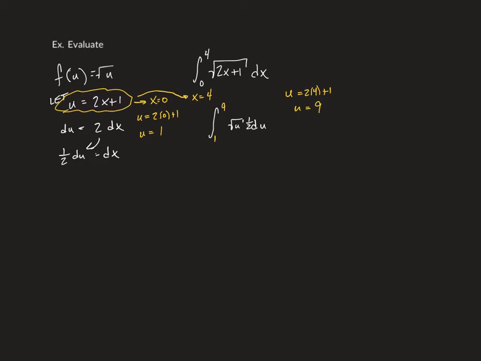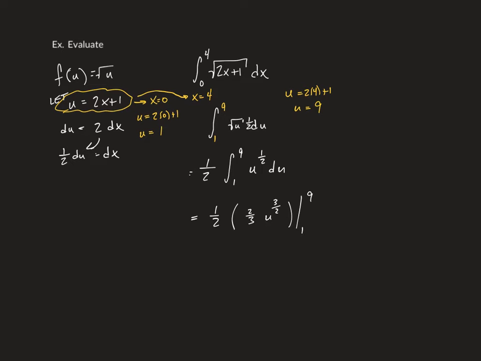And so this is a function that I can handle now exactly the way that I've handled them in the past. I'm going to take that 1/2 and move it outside from 1 to 9 of the square root of u, or u to the 1/2 du, and this is where I'll take the antiderivative. So this is the same thing then as 1/2 times 2/3 u to the 3/2 from 1 to 9, and I don't need the plus c because this is a definite integral now.